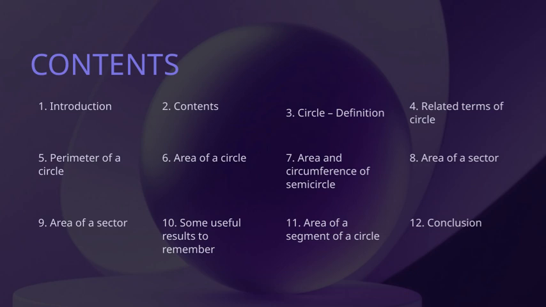Moving on, we examined the area and circumference of a semicircle, linking the ideas of area and boundary length. We defined what a circle is and looked at some useful results to remember for quick calculations. The area of a circle is a fundamental concept, and understanding the area of a sector ties directly into that. We also discussed the perimeter of a circle, which is essentially its circumference. Finally, we started with an overview of the contents, setting the stage for the detailed discussion that followed.